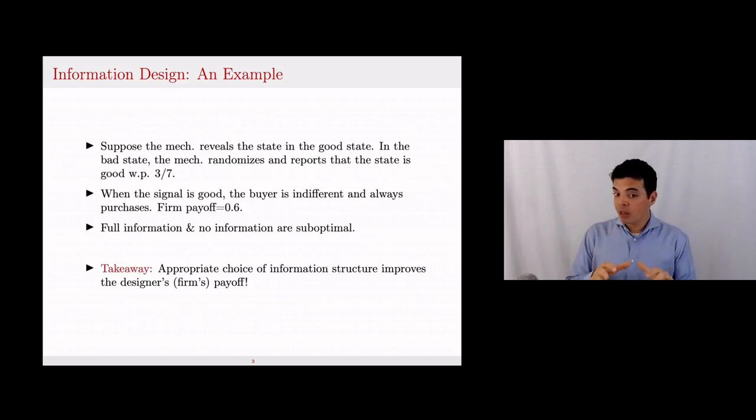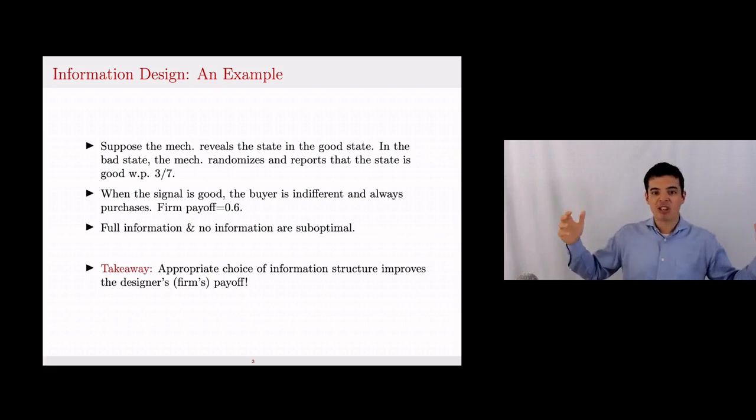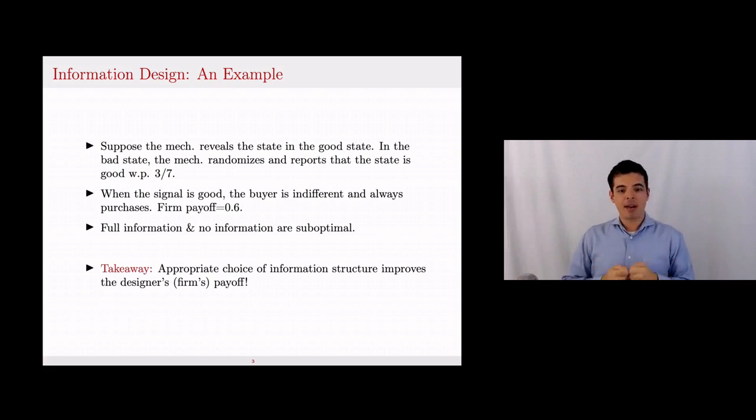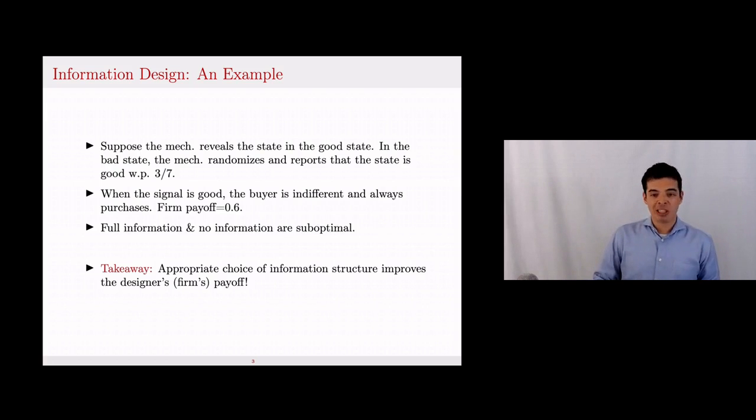Now, it is not too difficult to see in a simple example like this one, but the question is, how does this observation generalize in more interesting, richer settings? When is there room for information design? When can we benefit from choosing information structures appropriately? And that's what the information design literature focuses on.